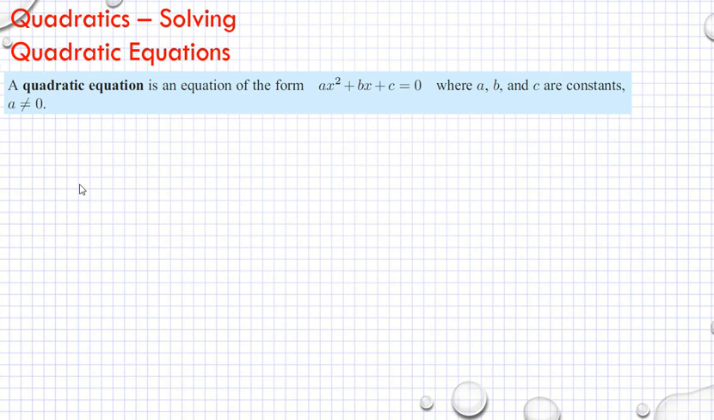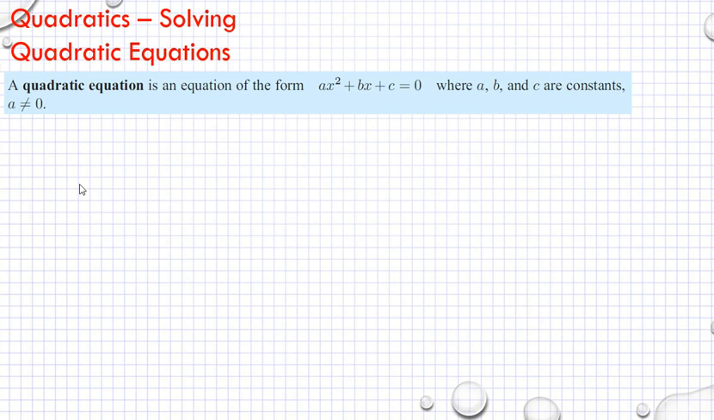In this video, I will be discussing quadratics, or solving quadratic equations. This is the introduction. I'm going to define a quadratic equation. According to one book, it states that a quadratic equation is an equation of the form ax squared plus bx plus c is equal to 0, where a, b, c are constants.